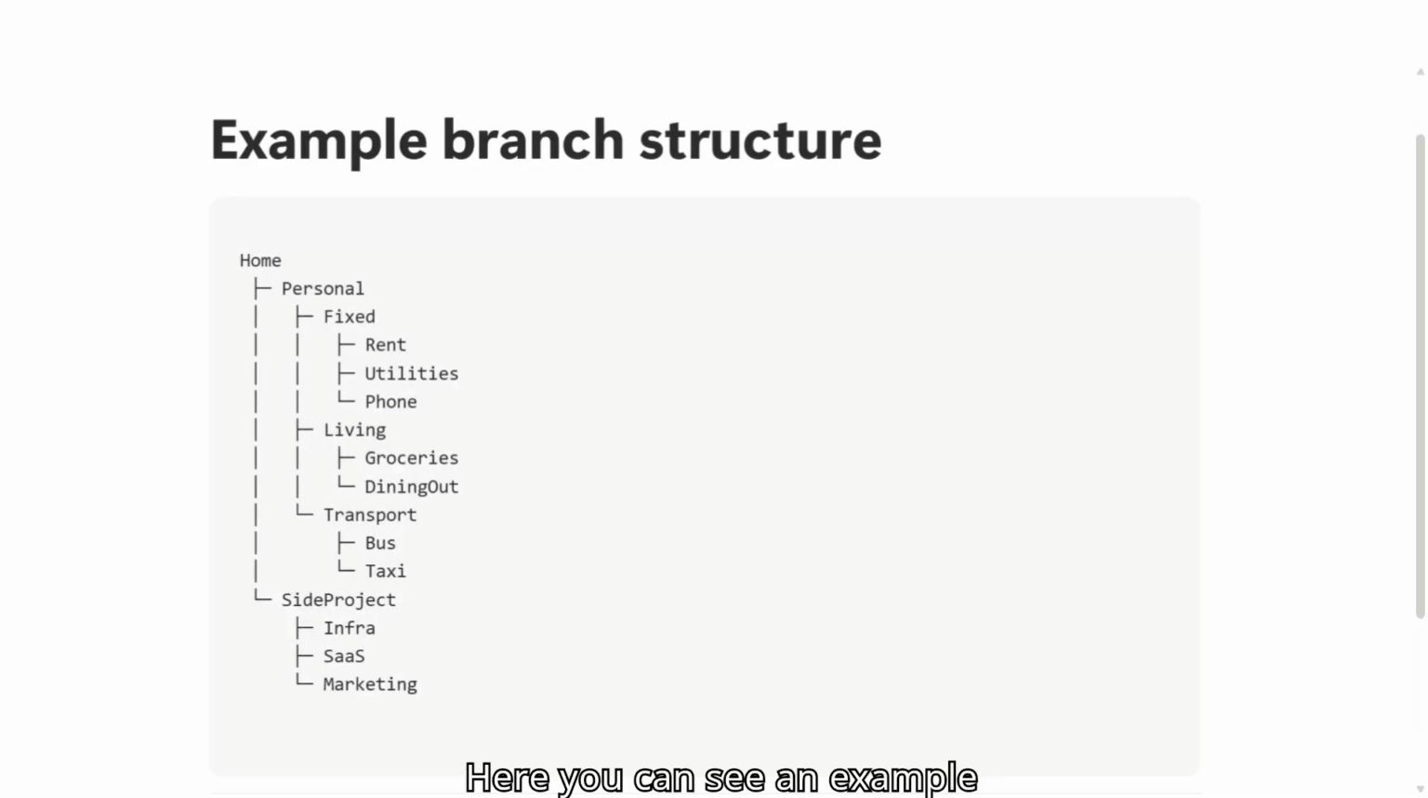Here you can see an example tree. At the top, there is home. Under home, there is a personal branch and a side project branch. Inside personal, I split into fixed, living, and transport. Fixed has things like rent, utilities, and phone. Living has grocery and dining out. Transport has bus and taxi. For the side projects, I make branches like infra, SaaS, and marketing. The point is, you can design this tree however you want. You can make it simple or detailed, depending on your plan.